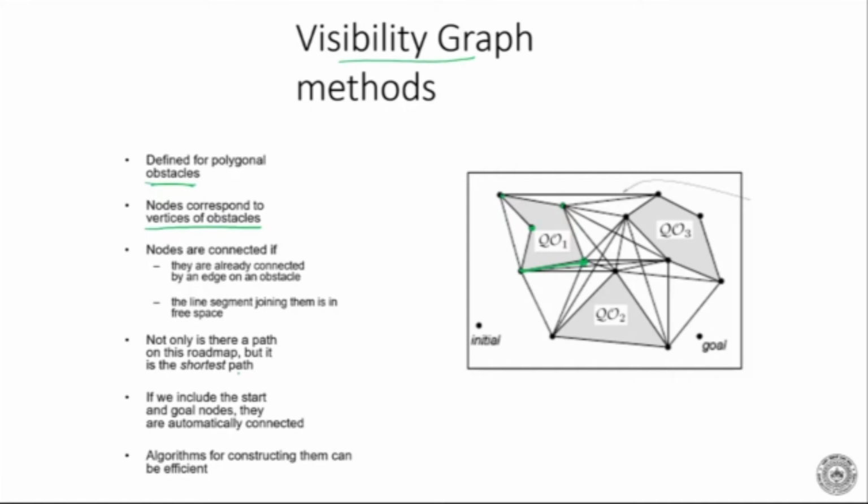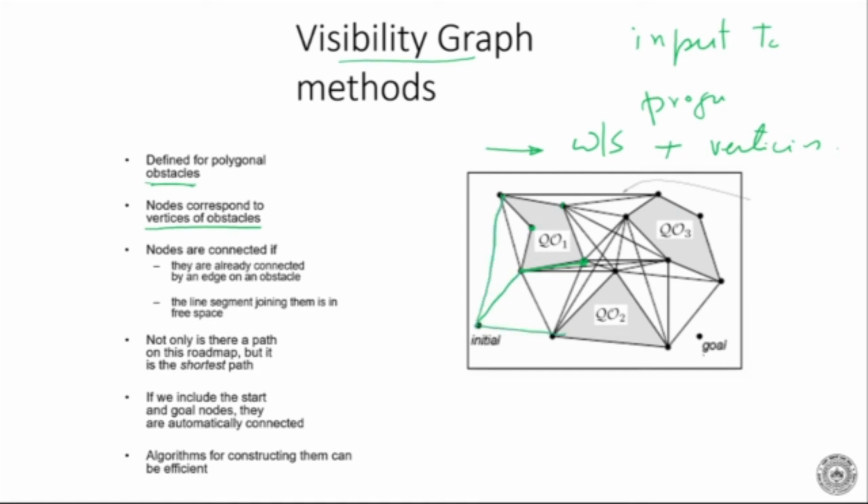Now, if you include the start and goal nodes, they are automatically connected. Algorithms for constructing them can be efficiently written, so you can have a computer program. What is the input to your program? The input to the program is the workspace plus vertices. Once you give this to the program, it knows that these are the vertices and this is the workspace. So it can connect all the nodes by straight lines, and then from the initial point we can connect to the goal point by following one of the roadmaps. That's how we have got our roadmap. Let's see how this is done.